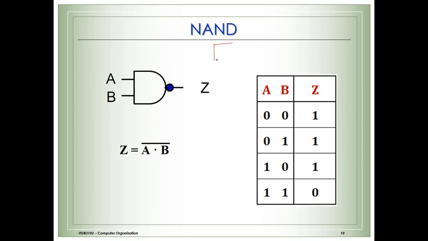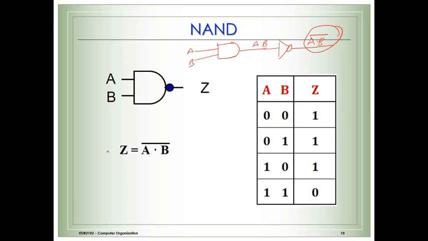For NAND, first you perform the AND operation for A and B, right? So here you will get A and B. Then you pass this A and B to the NOT gate. Then here you will get (A and B) bar, which we call NAND.